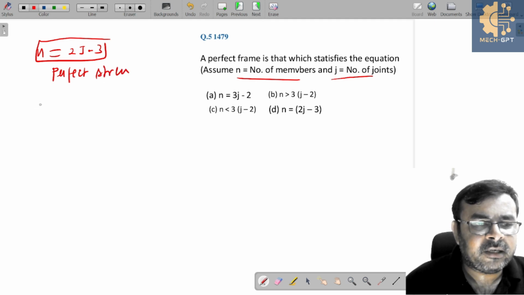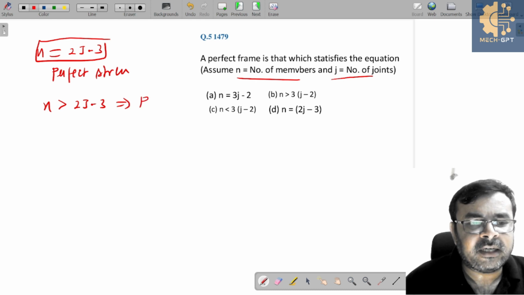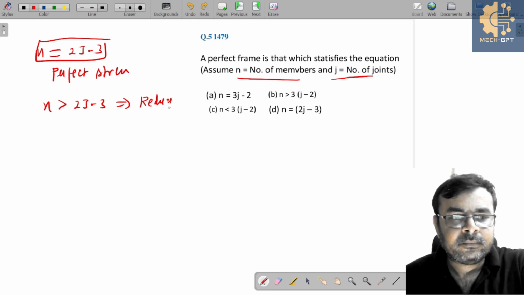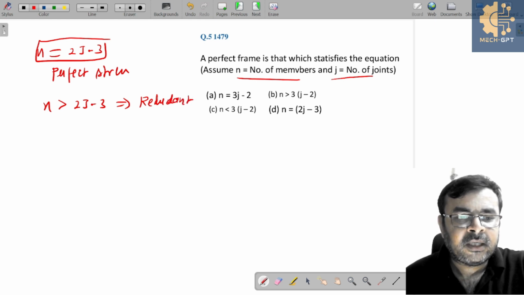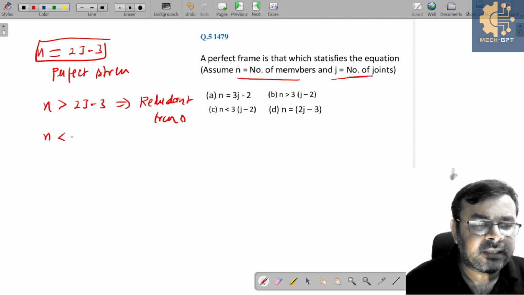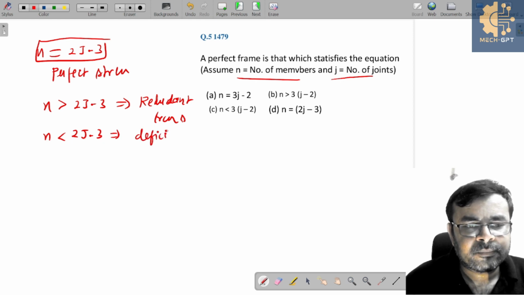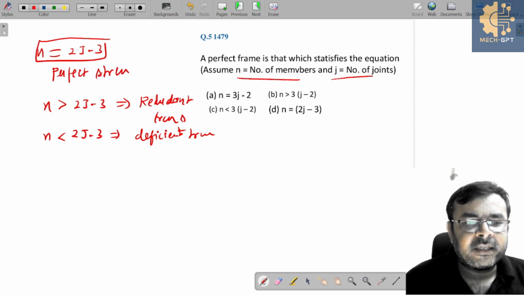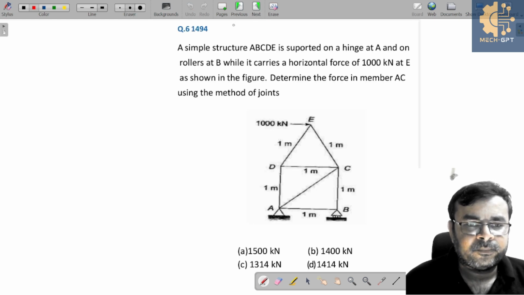Yes or no? And if n is greater than 2j minus 3, then this is a redundant truss. Yes or no? Imperfect and redundant. And similarly, if n is less than 2j minus 3, then this is a deficient truss. Yes or no? So this is the condition. So n is equal to 2j minus 3. Option D is the right option.